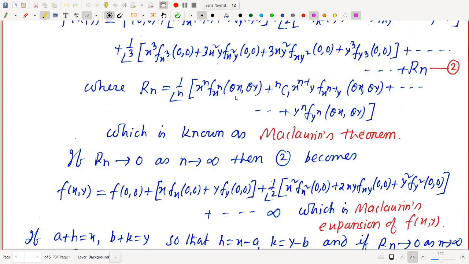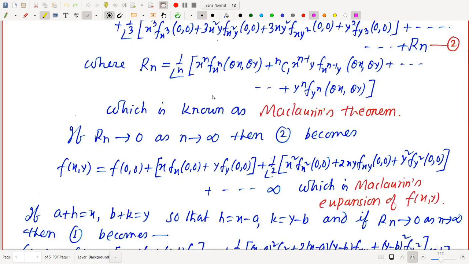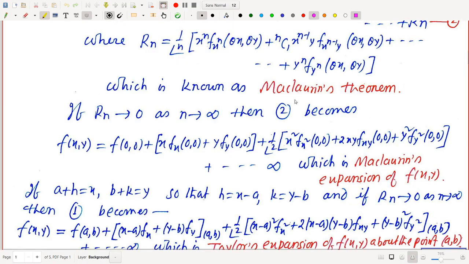So this is a particular case of Taylor's theorem about the point 0 0, about the origin, in the neighborhood of the origin, and this is known as Maclaurin's theorem. As in the case of a function of a single variable, we have a similar name, Maclaurin's theorem. It is Maclaurin's theorem for a function of two variables.